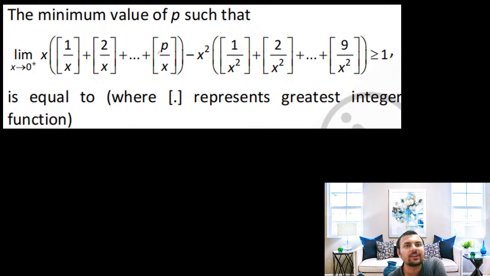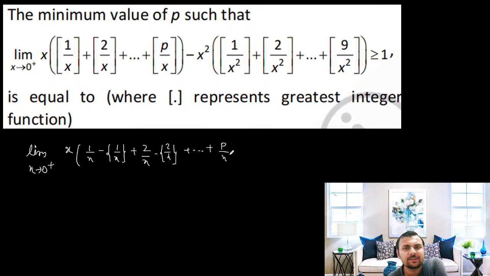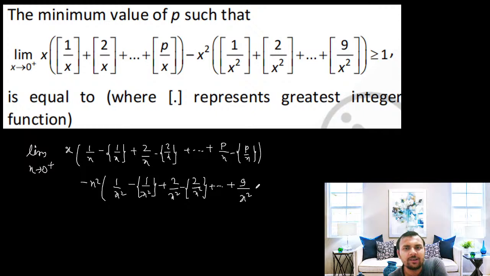This is the greatest integer, okay. So we can say that the limit as x tends to 0 plus of x times (1 by x minus fractional 1 by x, 2 by x minus fractional 2 by x, plus dot dot dot p by x minus fractional p by x), minus x square times (1 by x square minus fractional 1 by x square, 2 by x square minus fractional 2 by x square, plus dot dot dot 9 by x square minus fractional 9 by x square).